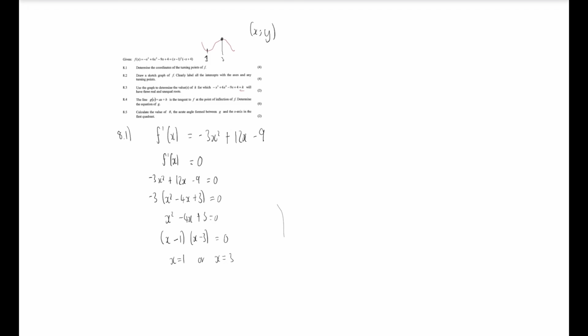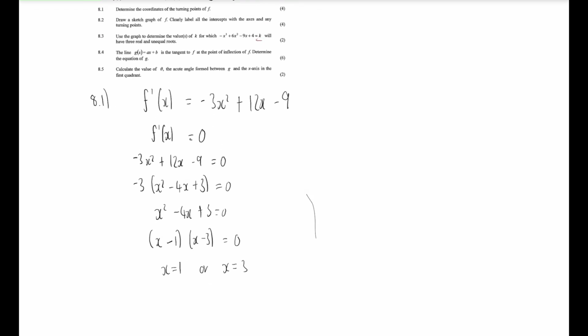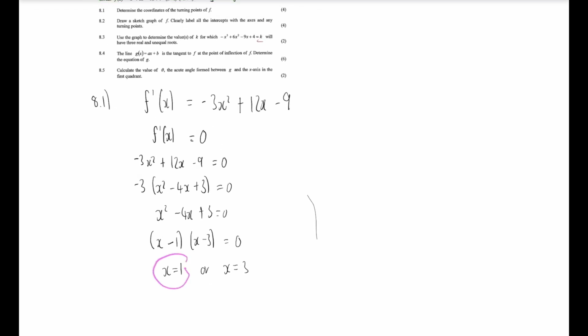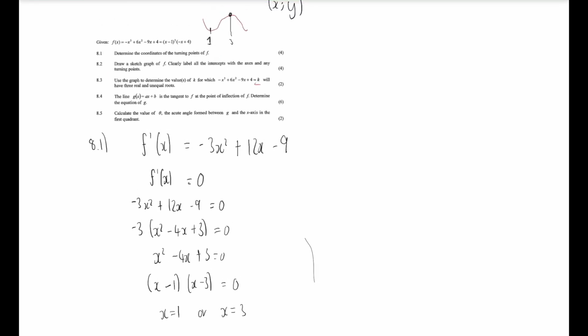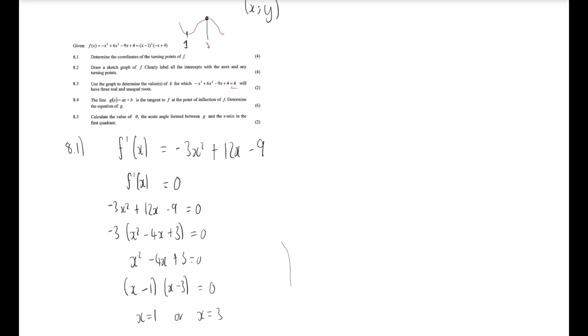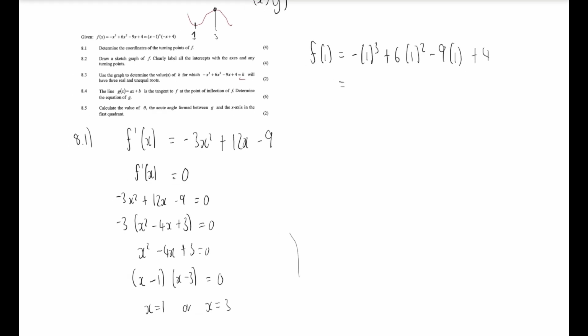Now you're going to substitute x = 1 into the equation of f, and then x = 3 into the equation of f. So I'm going to substitute them. You get f(1) = -1 cubed + 6(1) squared - 9(1) + 4, and this gives you an answer. Then f(3) = -(3 cubed) + 6(3) squared - 9(3) + 4.